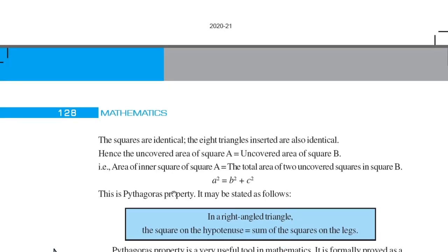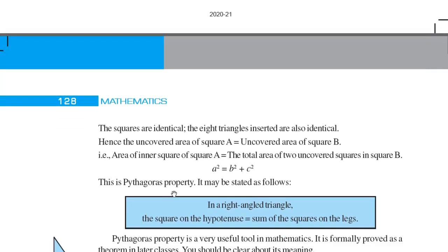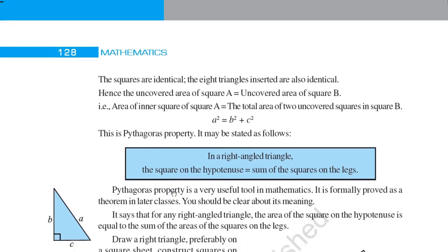Area of the inner square of square A is equal to the total area of the 2 uncovered squares in square B. So A square is equal to B square plus C square. This is the Pythagoras property. It may be stated as: in a right angle triangle, the square of the hypotenuse is equal to the sum of the squares of the lengths of the legs. So this is the square of the hypotenuse and these are the squares of the legs.